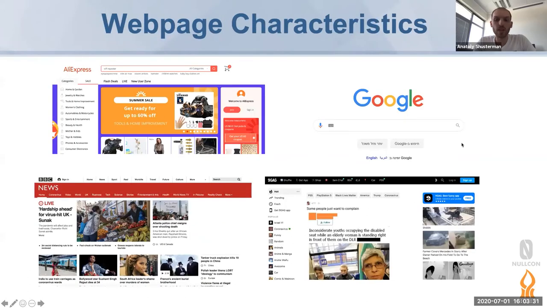So before we go deep into the attack, let's look at several websites. We have here Google, AliExpress, BBC, 9gag. Although we cannot see the differences between these websites in encrypted traffic, they still have different videos, images, and scripts running in a different order. And all of these leave footprints while producing different characteristics on the network traffic.